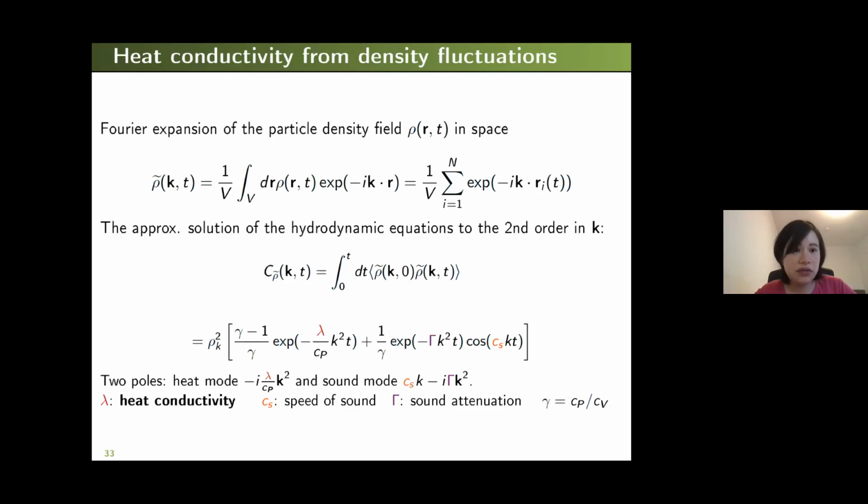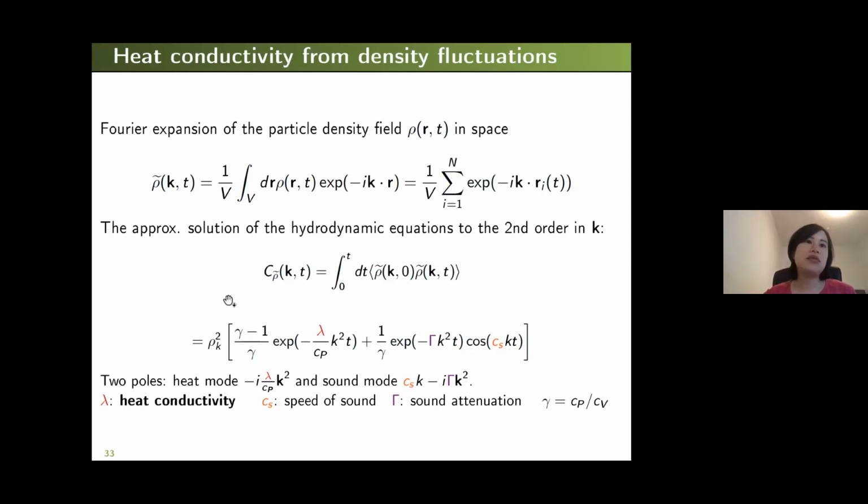However, we managed to find a way that bypasses this Green-Kubo relationship, basing our calculation instead on the density waves. So how does it work? In our atomistic system, we have a particle density field, which is purely based on the positions of all the atoms, and it's a very well-defined quantity. It turns out that if you take a Fourier expansion of the particle density field in space and time, the autocorrelation function of this particle density field for each wave vector k in space can have two decaying modes. One is an exponential decay mode that is related to the heat propagation, and the second mode has an oscillation and is related to the sound propagation.